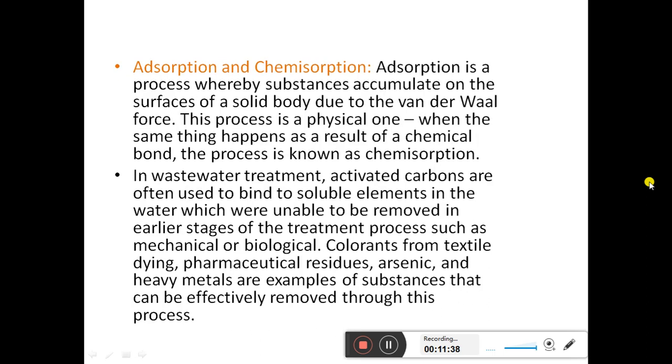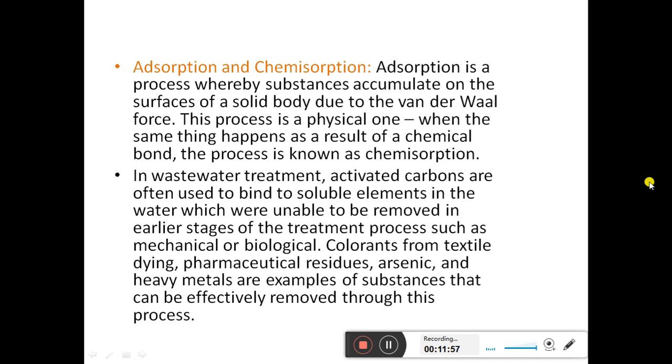Next is the adsorption and chemisorption. Adsorption is a process whereby a substance accumulates on the surface of a solid body due to van der Waals force. This process is a physical one. When the same thing happens as a result of any chemical bond, the process is called chemisorption.